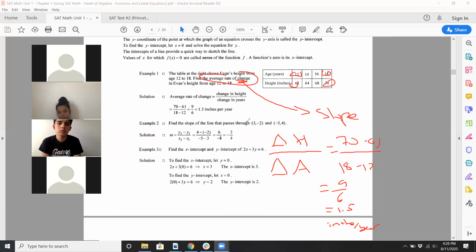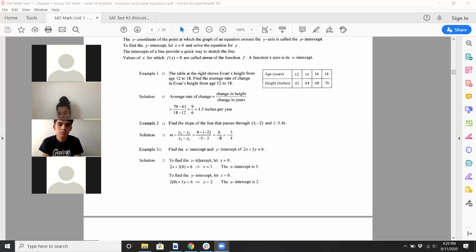Example 2 is very straightforward. So they subtract the y's, 4 minus negative 2, and negative 5 minus 3. You get that. And example 3 is also very straightforward. If you want x-intercept, replace y with 0, solve for x. If you want y-intercept, replace x with 0 and solve for y. So again, very straightforward there.